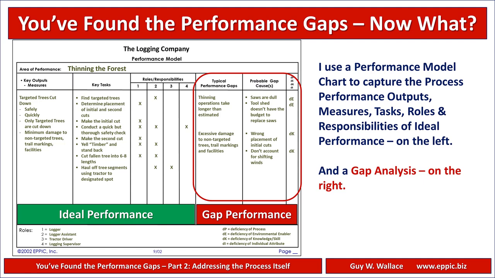If I'm working with master performers who perform at a level of mastery, the goal is usually to get everybody else to perform at those levels or as close as possible to the levels of the master performers. And then on the right-hand side are the gaps. So this is the gap performance or a gap analysis, and that's captured all on one page against the ideal performance, so we can compare them back and forth.